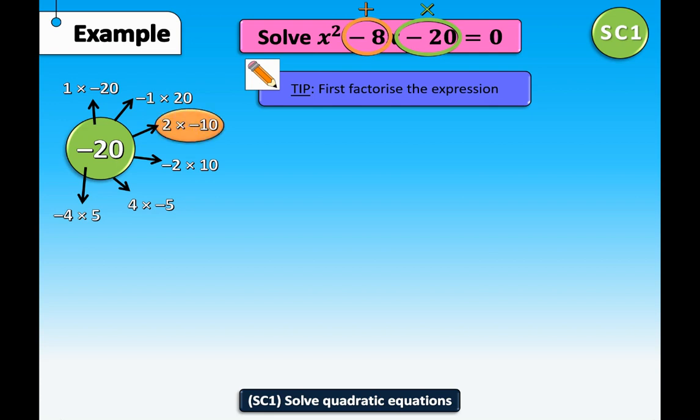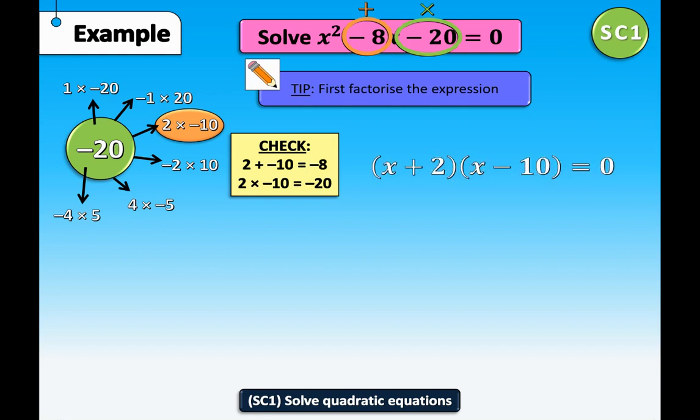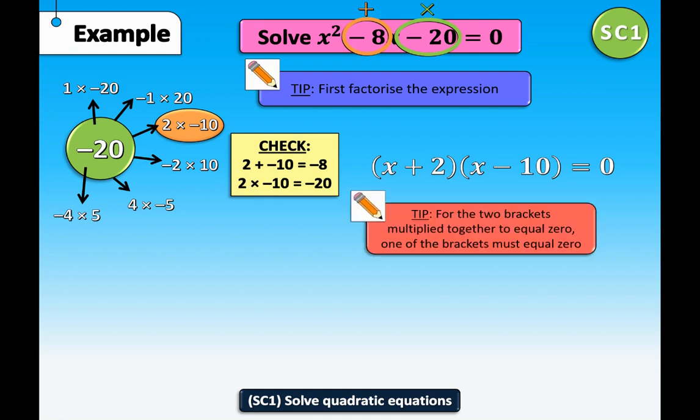And that's going to be 2 and minus 10. They add together to make minus 8, and they times together to make minus 20. So those are the numbers that go inside the brackets: x plus 2 and x minus 10. Now, because those two brackets multiply together to make 0, we can make each of the brackets equal 0. So either x plus 2 equals 0 or x minus 10 equals 0.